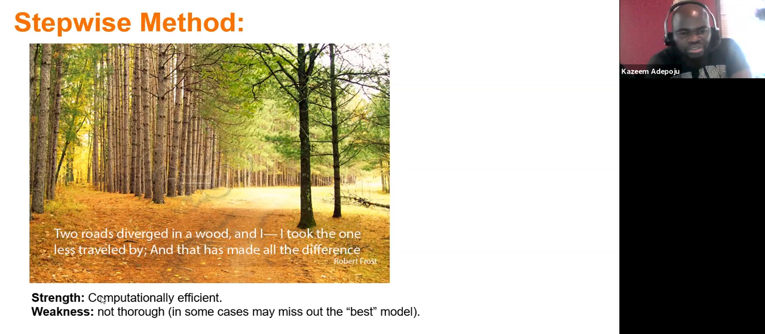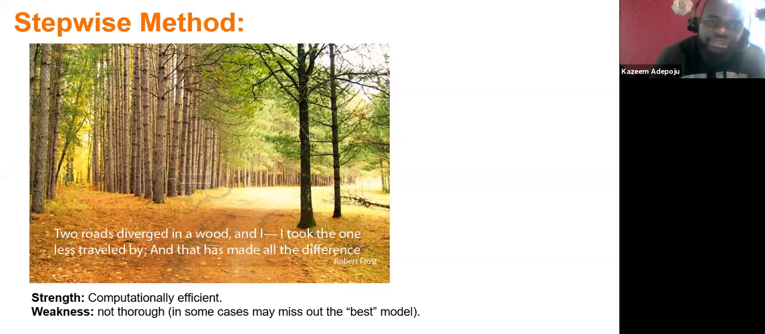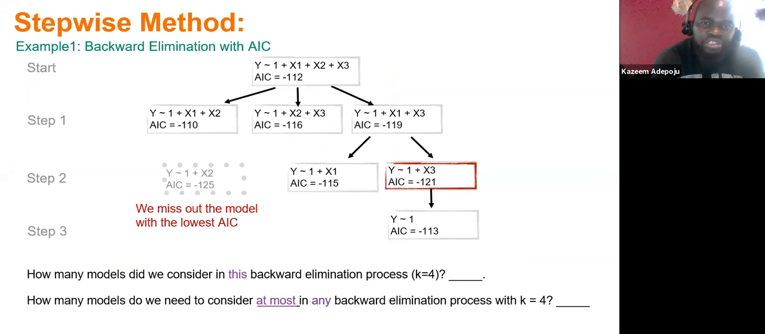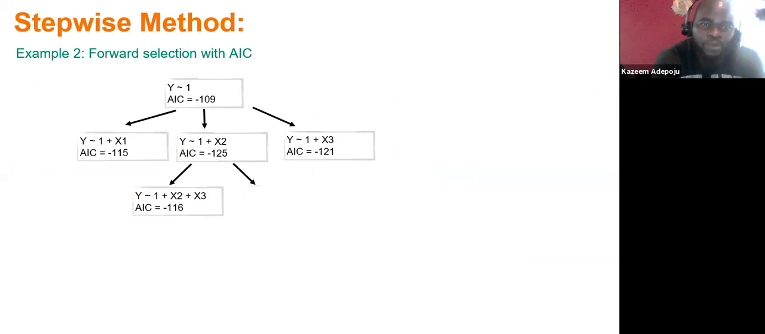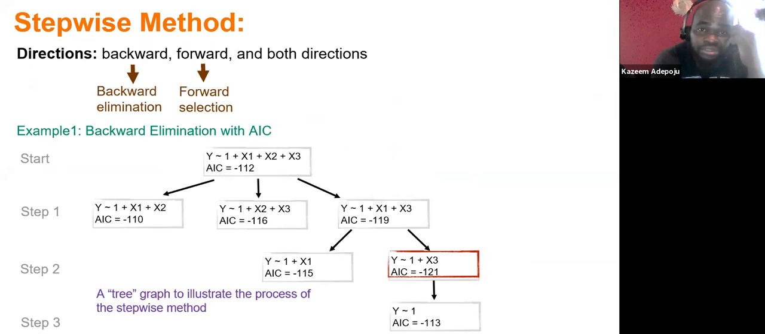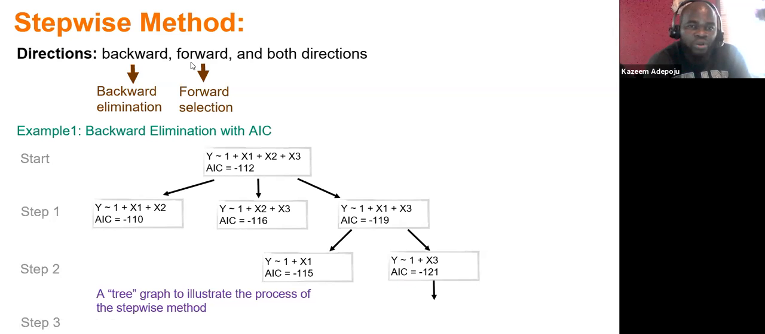So, of course, the strength here is that it is computationally efficient, and the weakness is that it is not thorough. In some cases, it may miss out the best model, just like what you know. Okay, so I'm going to leave the stepwise approach to our next meeting. You can see right here, when we started, we said we're going to have backward, forward, and both direction. I'm going to leave both direction for our next meeting. But the fact remains that the three of them are called the stepwise.